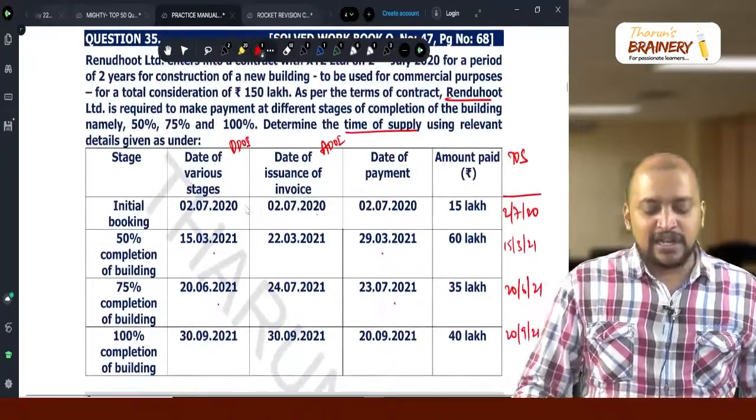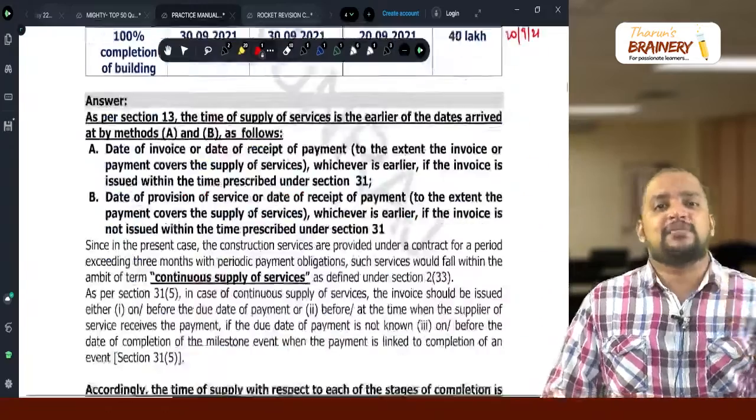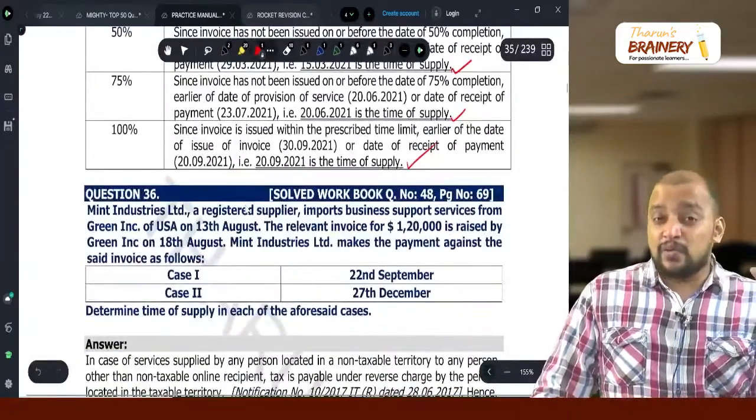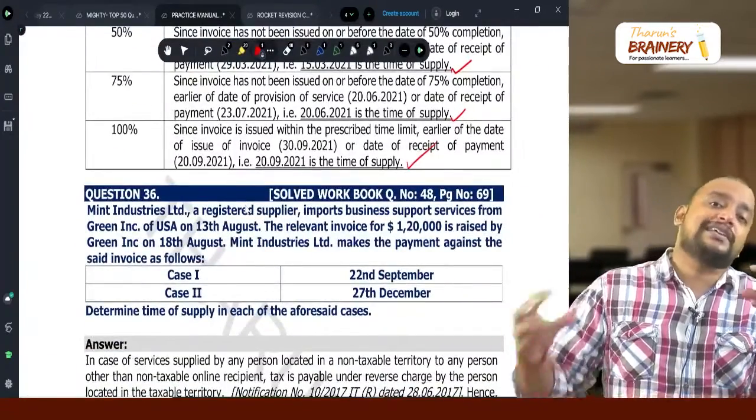So this question is based on continuous supply of service and time of supply. So in this question, the due date of invoice is also connected with the time of supply.